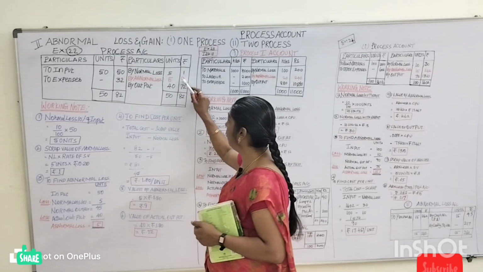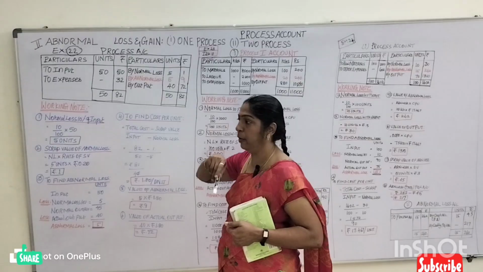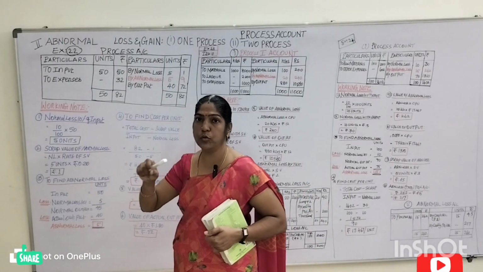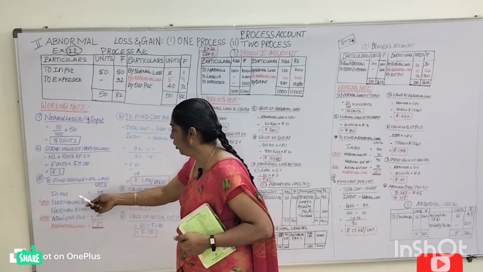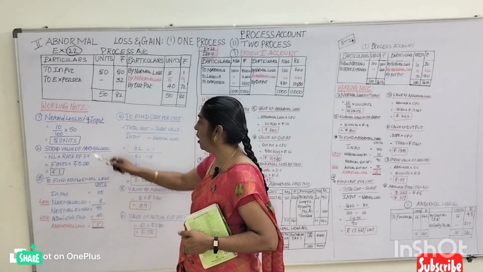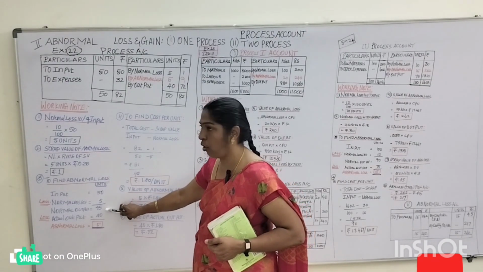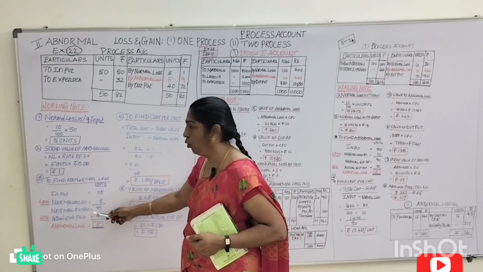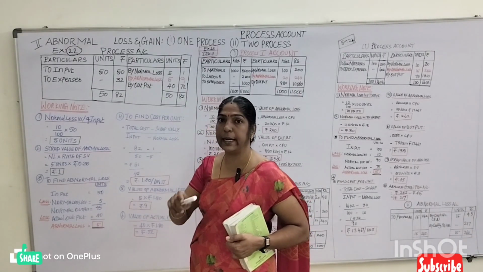Then we need to find out abnormal loss. We have a format to find the abnormal loss. How much input did we introduce? 50 units. What is the normal loss? 10%, 5 units. We subtract 5 units from 50 units, and you will get 45 units. What is the 45 units? That means normal output. Then from that normal output, we are going to subtract the actual output.